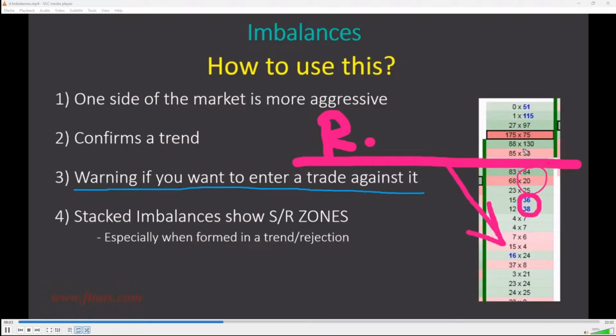So unless you see any confirmation at this level or around your resistance level, you don't really want to enter a short from there because you see that the buyers are really aggressive.